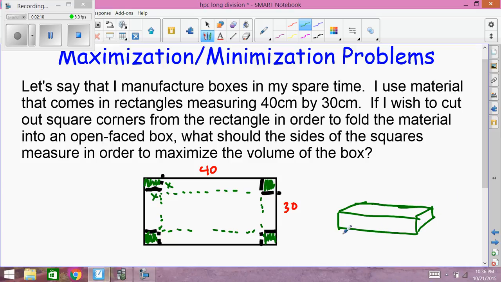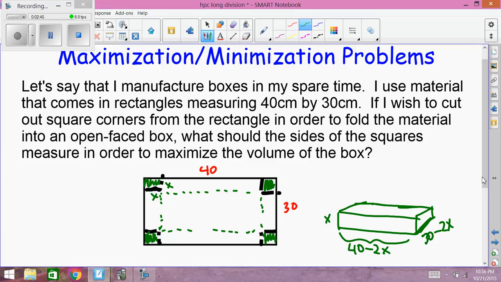So now we need to think about what the dimensions of this box are so that we could find the volume of it. Well, this dimension is the long side. Since we removed an x here and an x here, this is going to measure 40 centimeters minus 2x. And then this side right here, since we removed an x and an x, is going to measure 30 minus 2x. And then the height is going to be x, right?